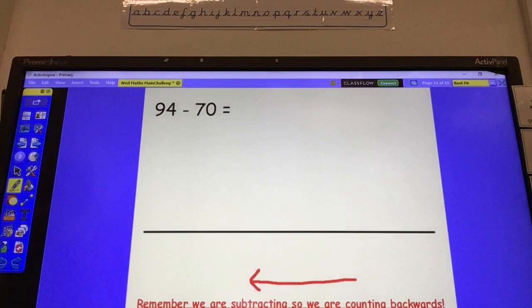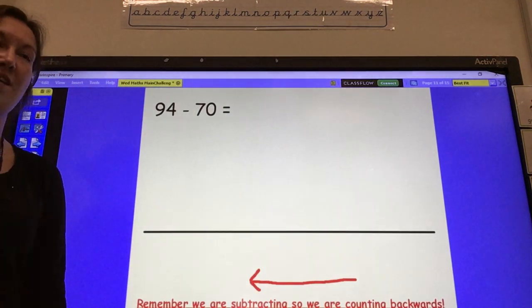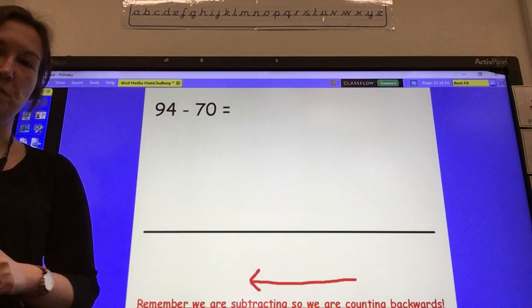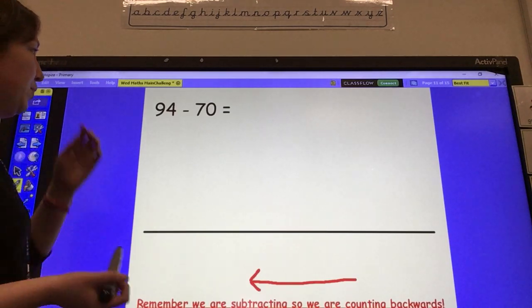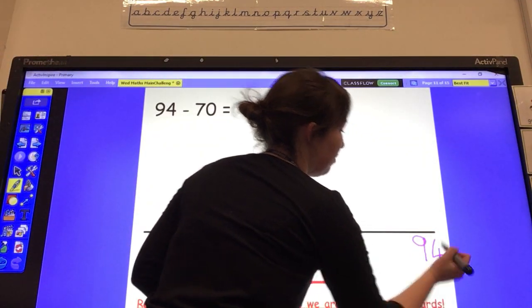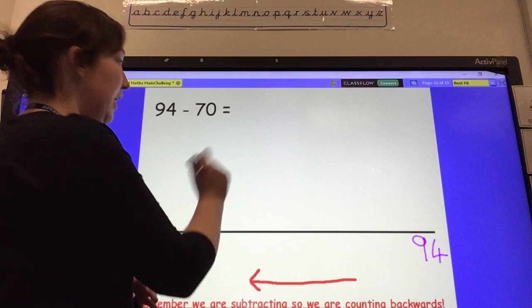Next one, 94 take away 70. Can you work out the answer? So pause your video. Right, well done to everybody who had a go there. I'm going to very quickly show you how to work it out so you can check your answer.